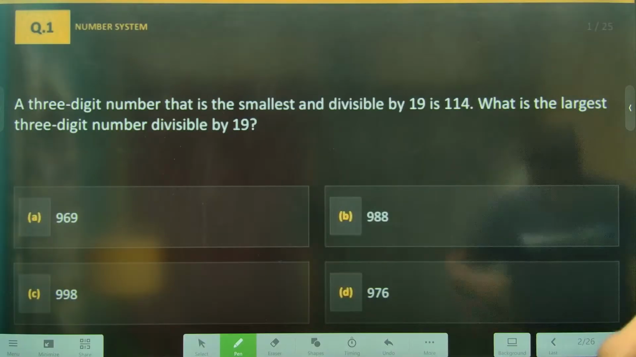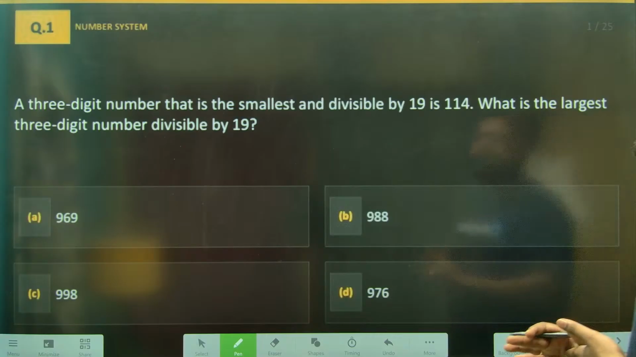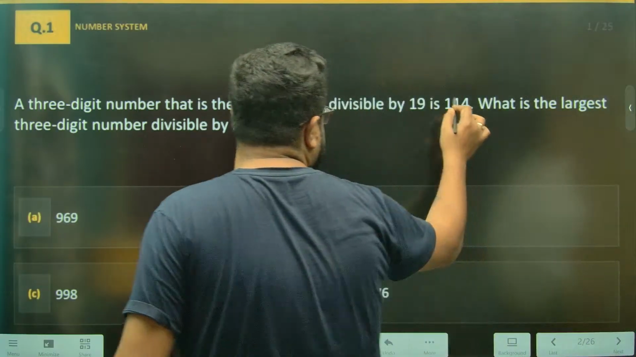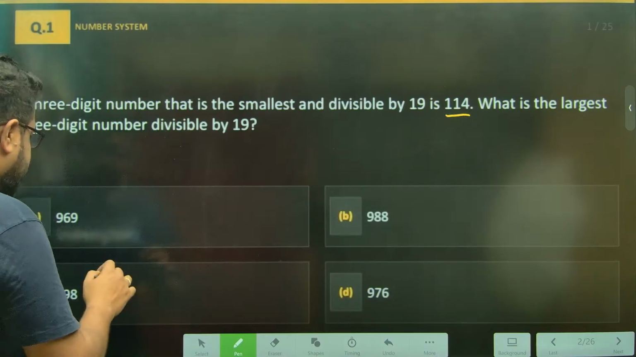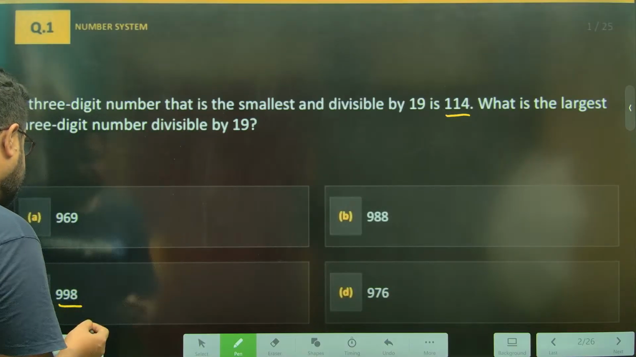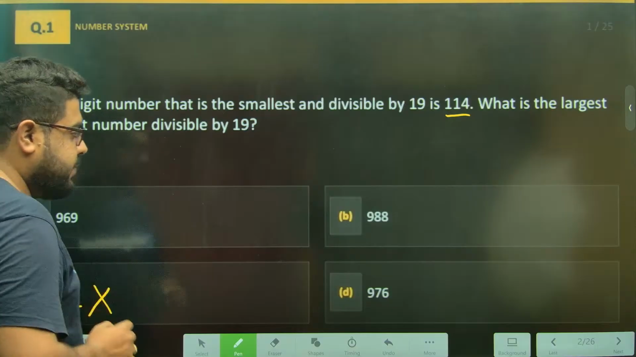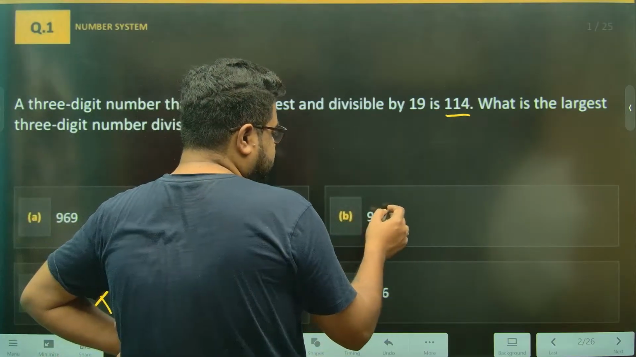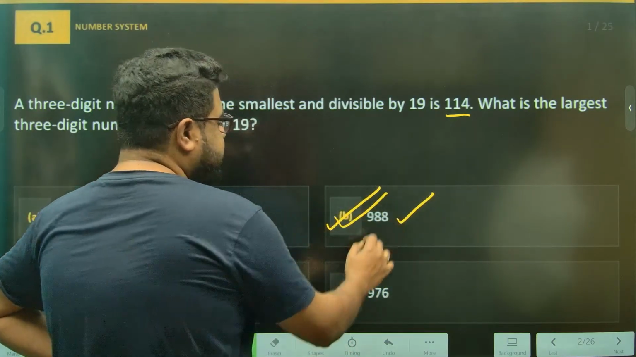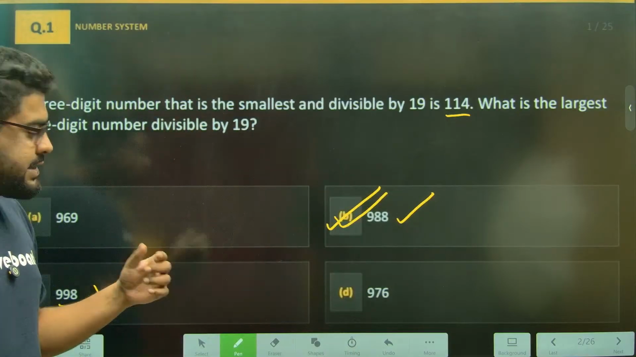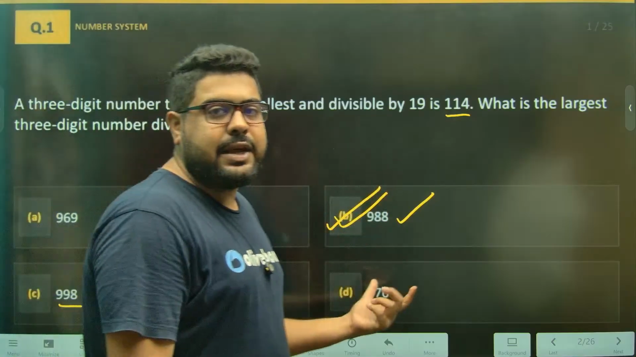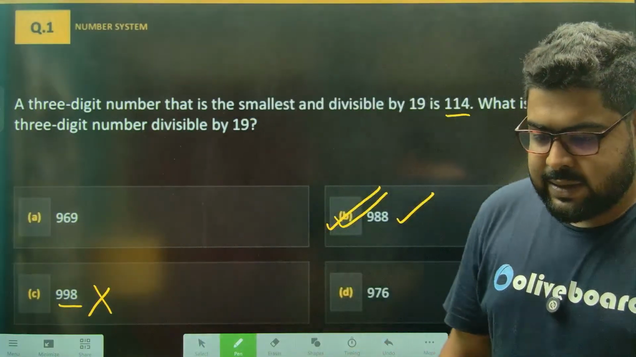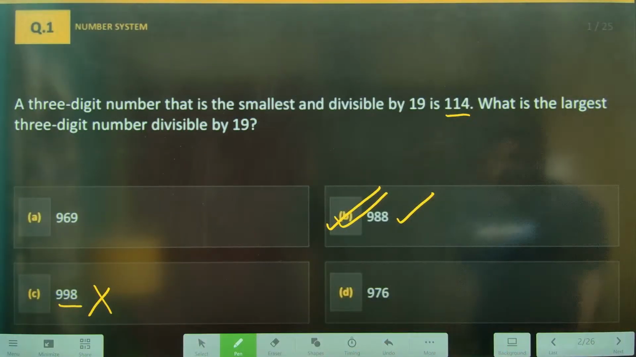First question. The smallest three-digit number divisible by 19 is 114. What is the largest three-digit number? Always check with options. The largest option is 998. Is it divisible by 19? No, it's not divisible. So check 95, 38. This is divisible, so that's your answer, Option B. You see the order I checked: largest number, then second largest. Wherever I get a number divisible by 19, that's my answer. Very simple stuff.